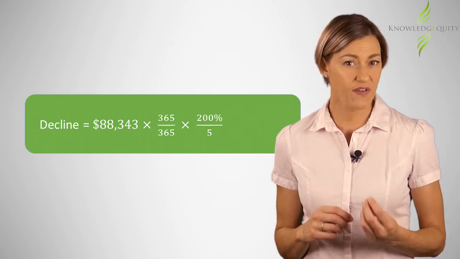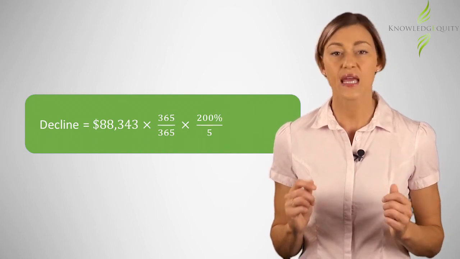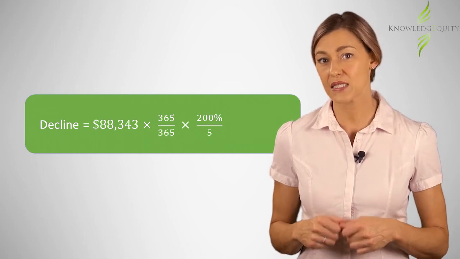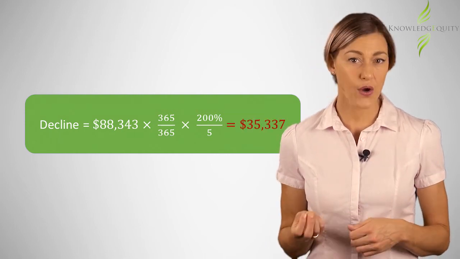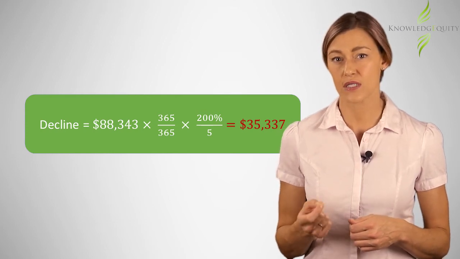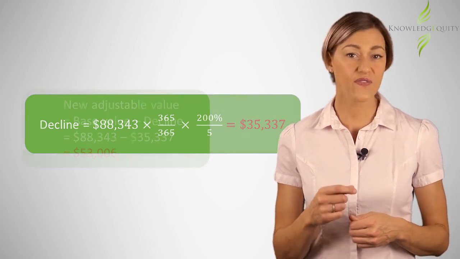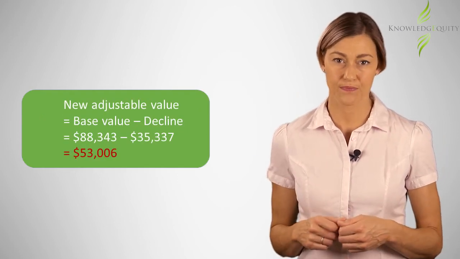Note that we've changed the effective life to 5 for the calculation for the entire income year, even though the review did not take place until the 1st of June. So the decline in value is $35,337, and our new adjustable value at the end of the second income year is $53,006.